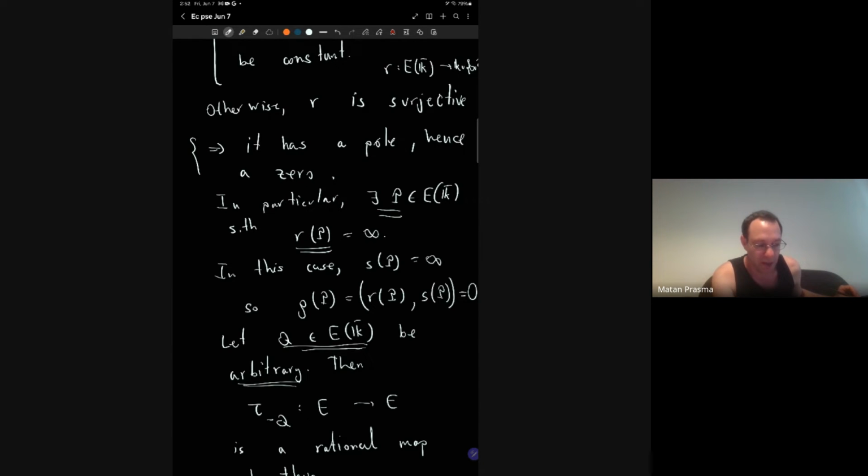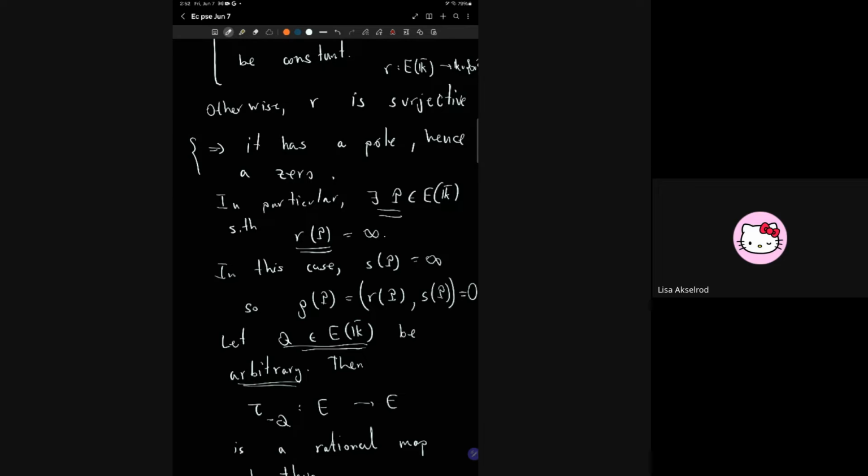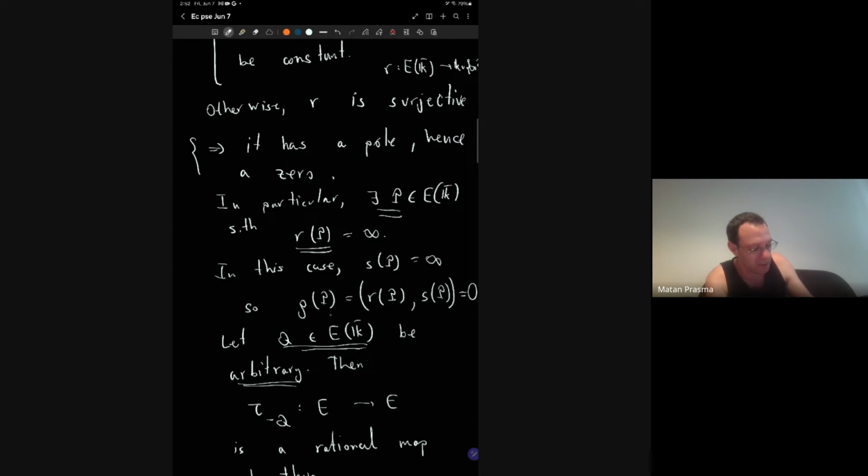rho is a rational map, if R of P is equal to infinity, then also S of P is equal to infinity. Right. But if R of P is infinity and S of P is infinity, it means that rho of P is O. Okay, so I have found a point P which is such that rho maps P to the point at infinity.